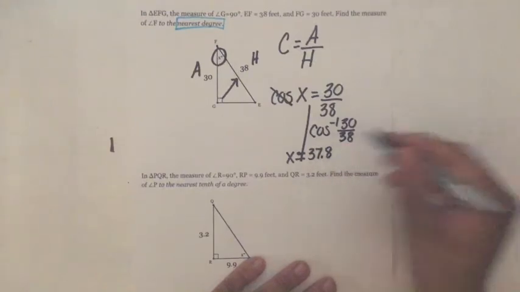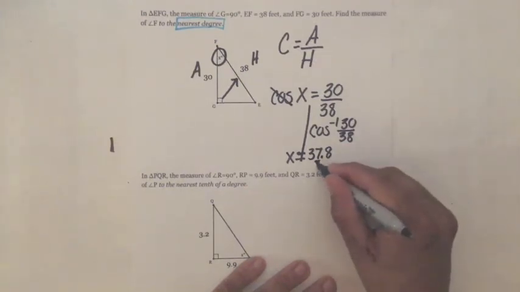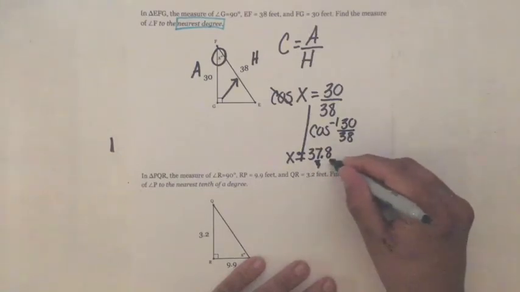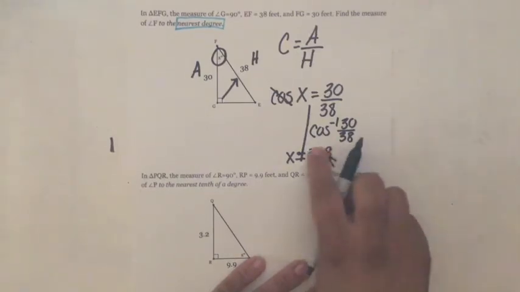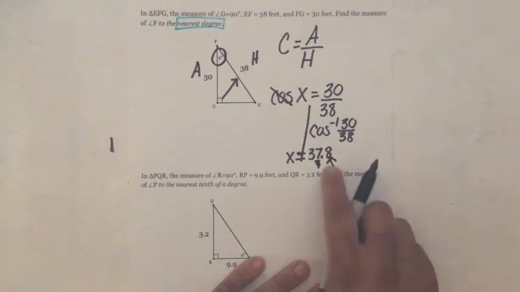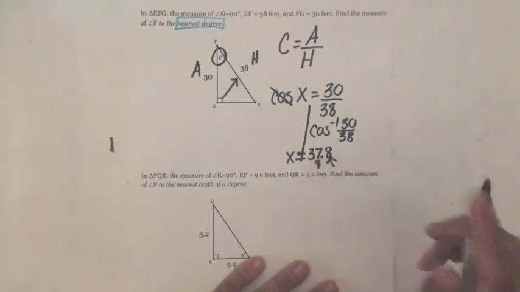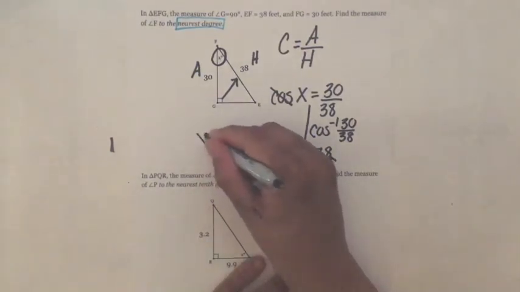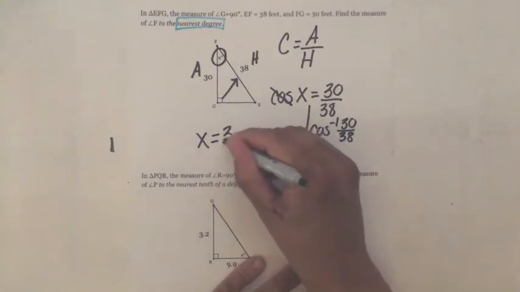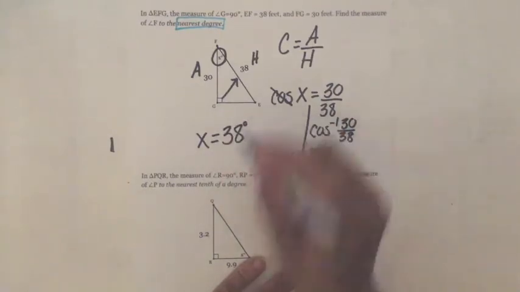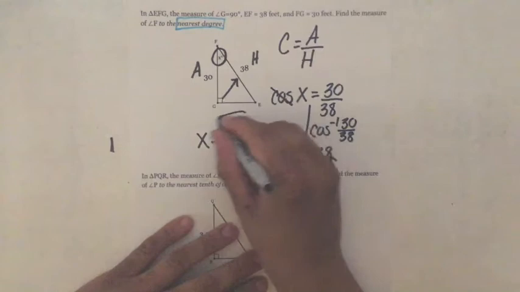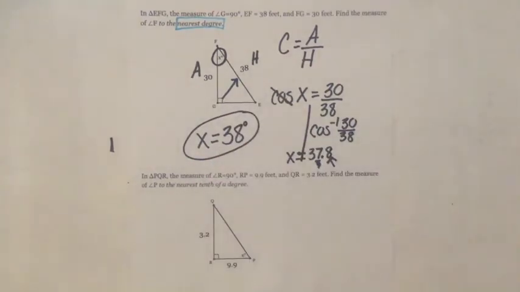Now to the nearest degree, 37.8. So this is to the nearest degree, right before the decimal. That means the 8 is going to tell the 7 what to do. So since it's bigger than 5, the 7 is going to go up to 8. So x will equal 38 degrees. That's what that looks like.